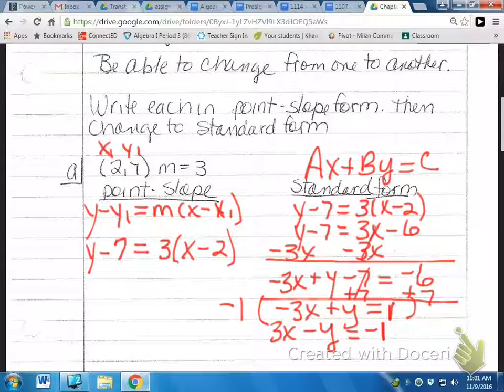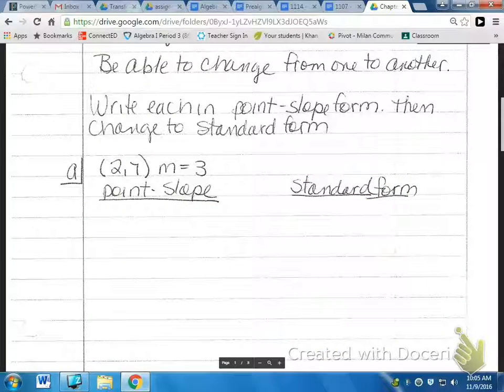Once one of them is 1, then you're not going to have to worry about dividing out a common factor because 1 won't have it. So my standard form of this equation is 3x minus y equals negative 1. Questions about that? You had to write it in point slope form, change it to standard form. Okay, we've just got lots of examples like this.